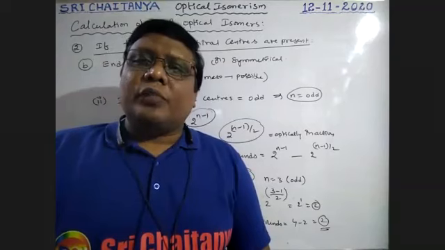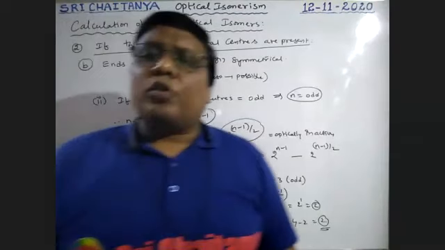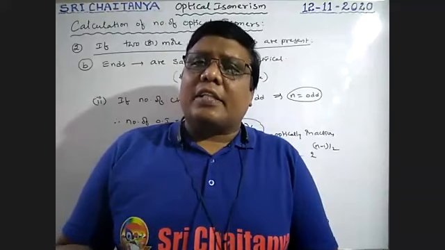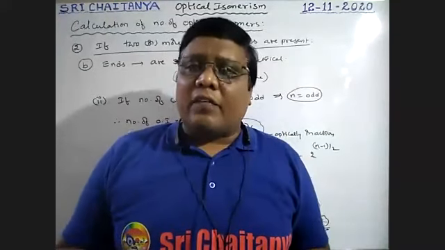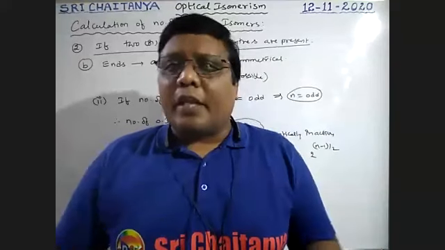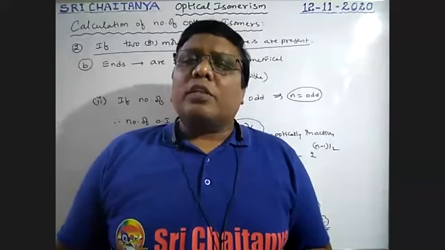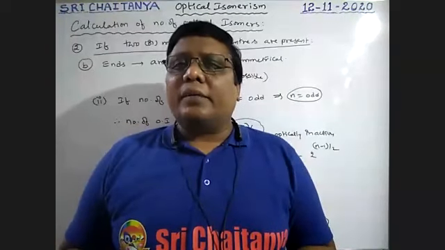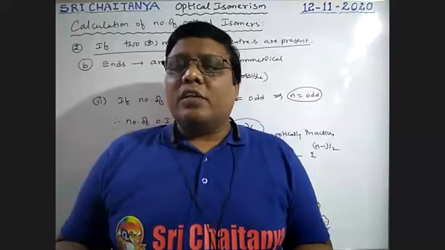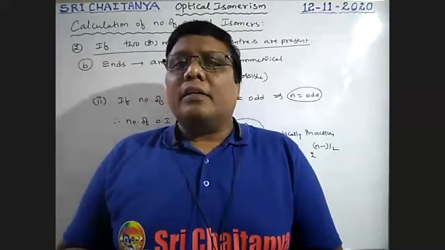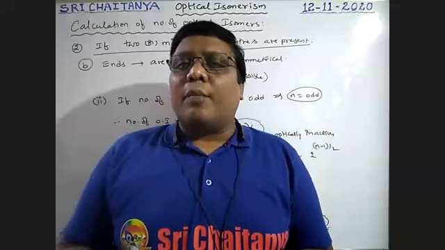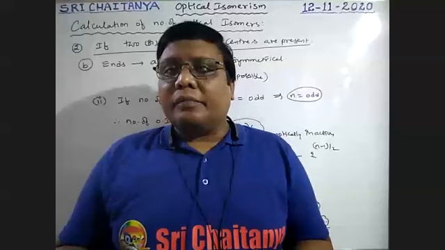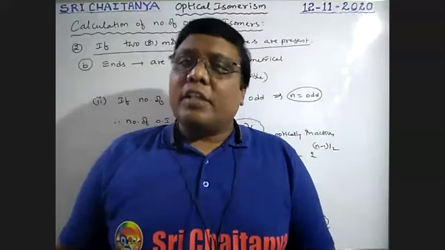Next, boys. So this is the way to calculate the total number of optical isomers. A compound having at least one chiral center can rotate plane polarized light either in the clockwise direction or anti-clockwise direction, which is called optical activity. So chirality is the necessary condition, but not the only criterion. Some compounds having no chiral carbon are also optically active.